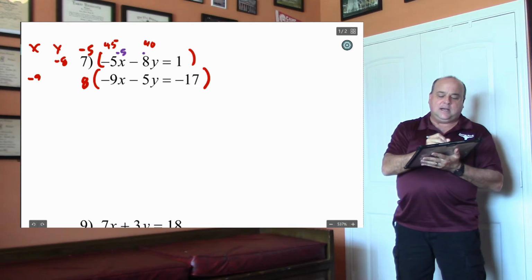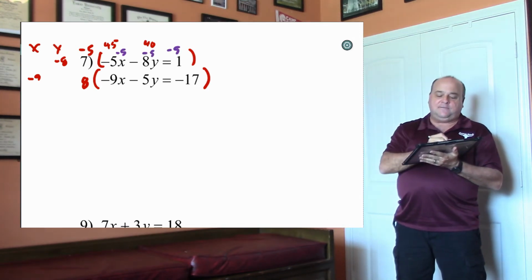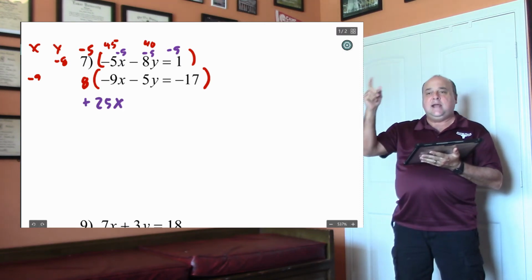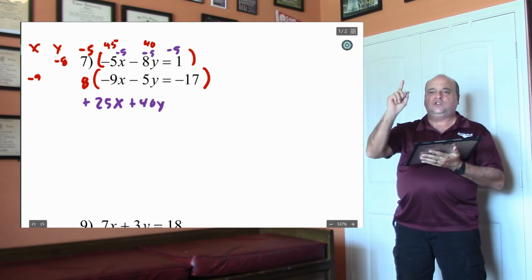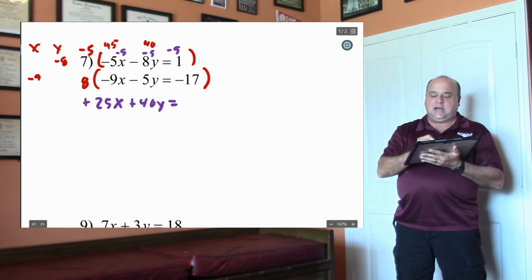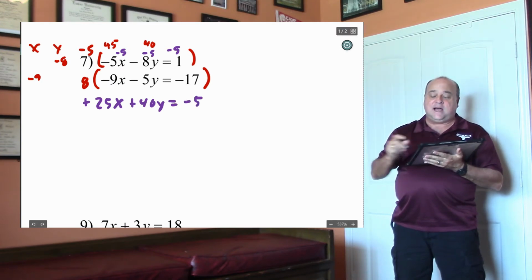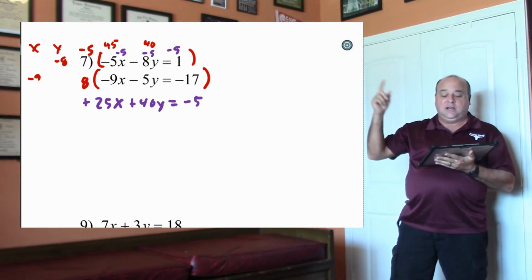I'm going to distribute a negative 5 to this equation. Negative 5 times negative 5 is a positive 25x. If you want to put the plus, you can. Negative 5 times negative 8 is a plus 40y. If you miss one of these signs, it's all wrong. A negative 5 times a positive 1 is a negative 5. You need to get every single sign number right. Now then, let's go to the next one.